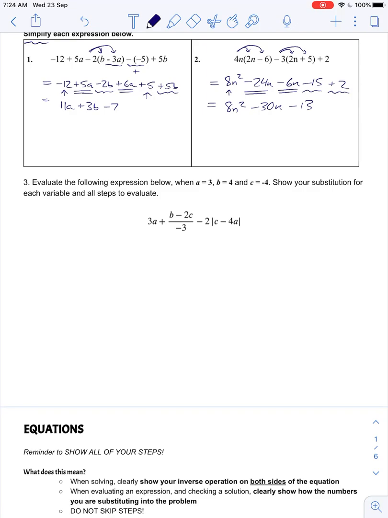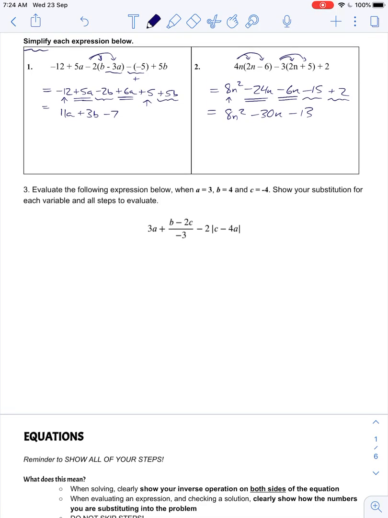Okay. So that was simplifying. Now we go into evaluating. So evaluating means you need to take the three, in this case, the three numbers that are given to you and substitute them into the problem. So when you do this, it really helps if you write down all of your steps, because these are super easy to make little mistakes on.